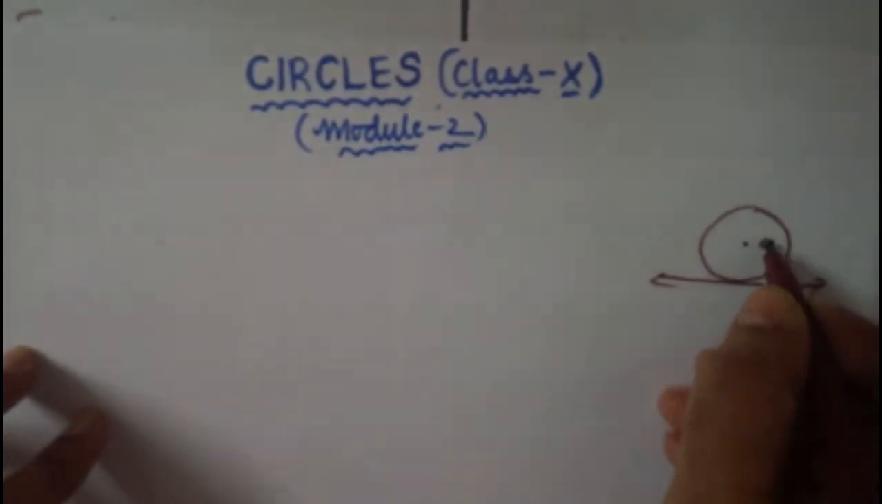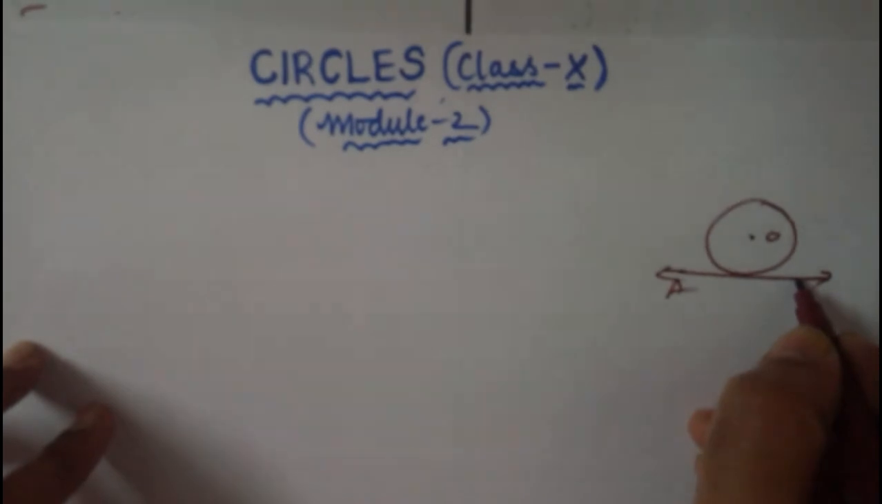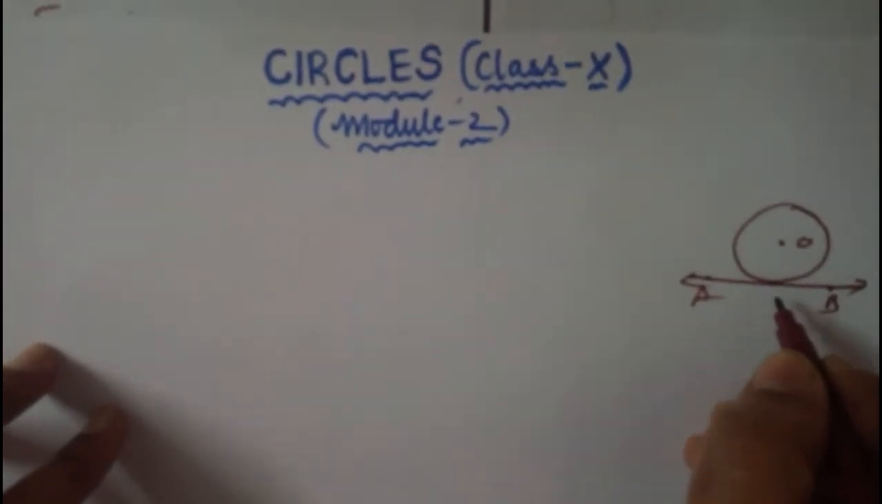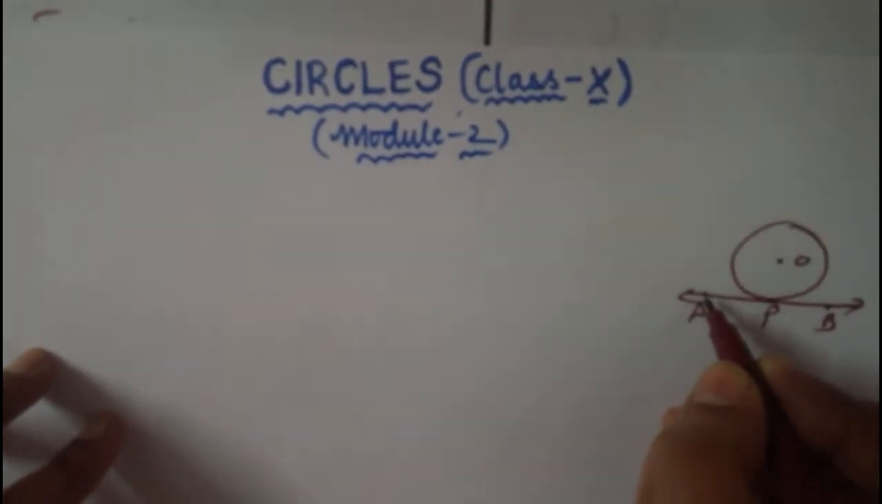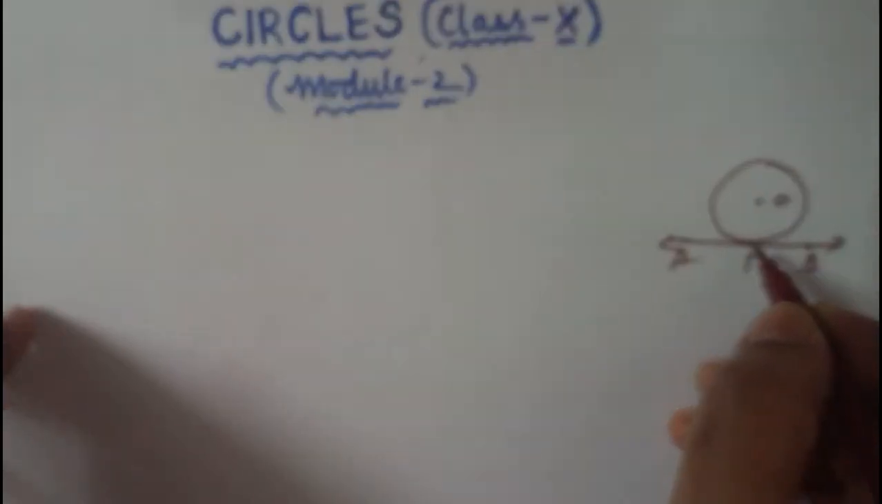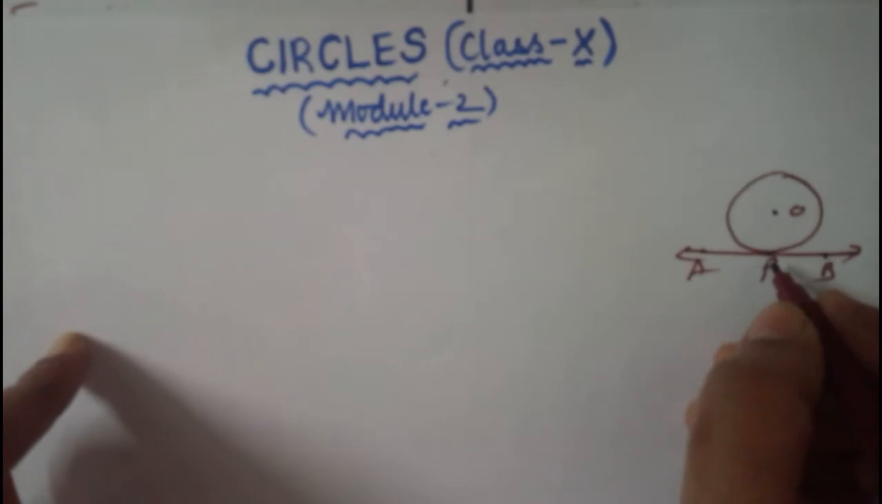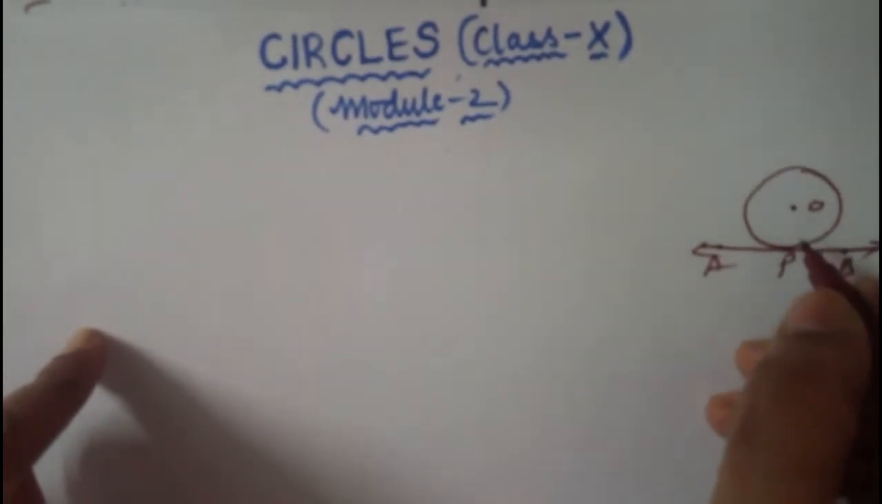O is the center of the circle. This line AB is touching the circle at one point. That point is P. So the line which touches the circle at only one point is called a tangent. This point P is called the point of contact.